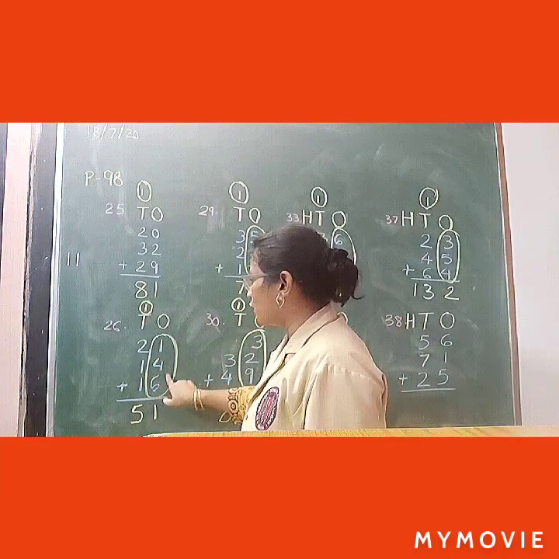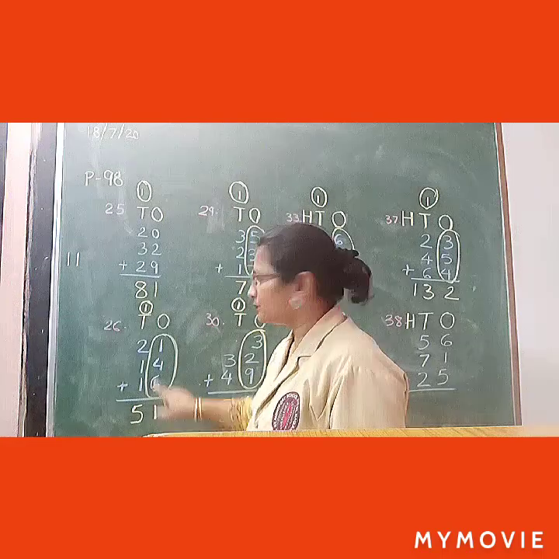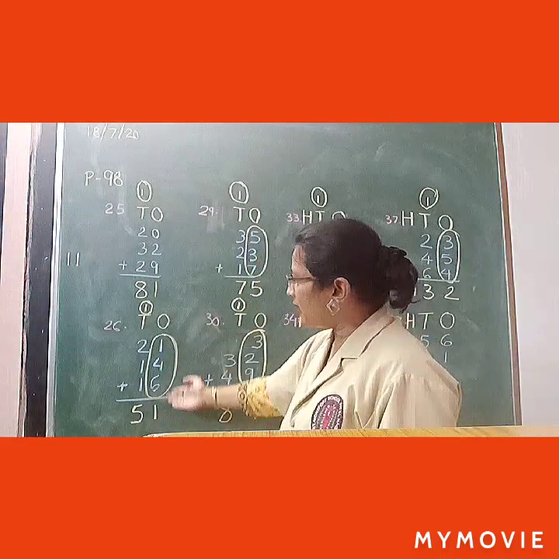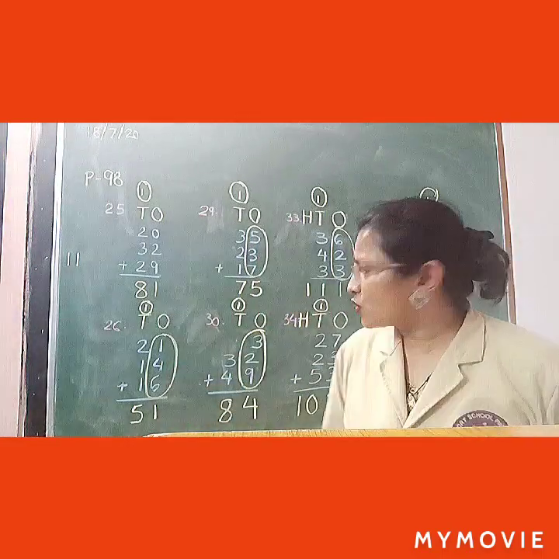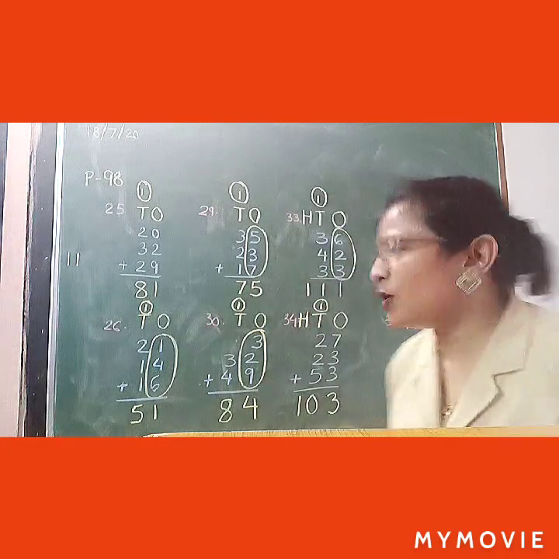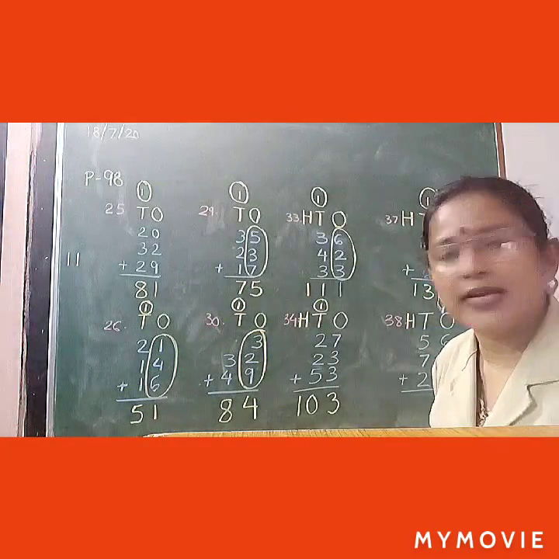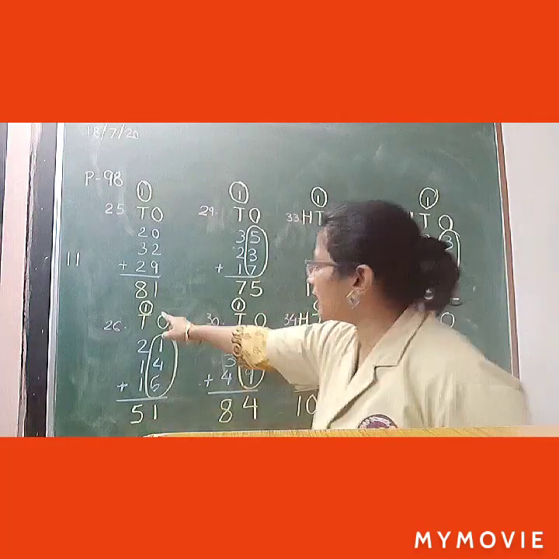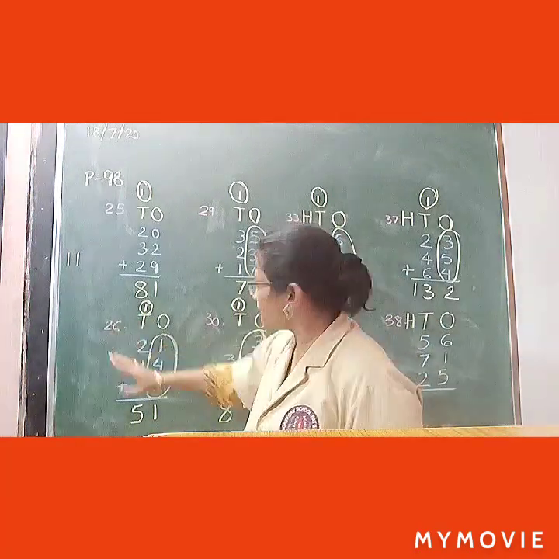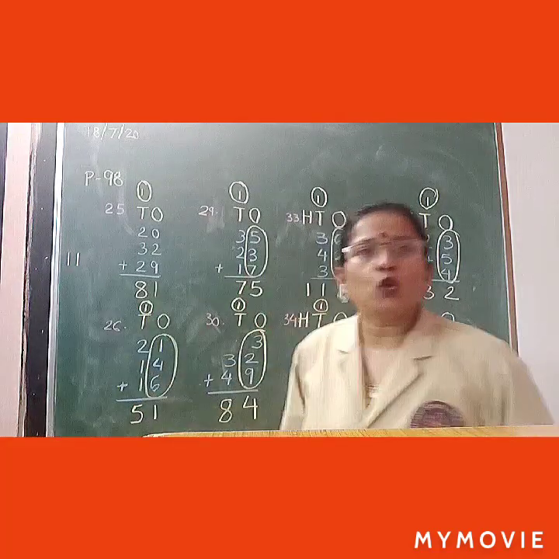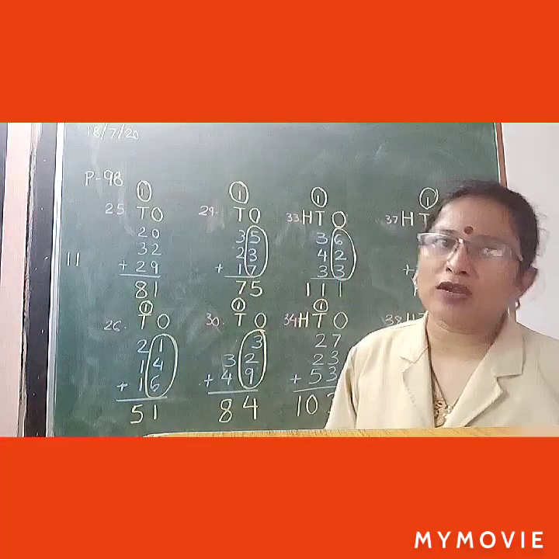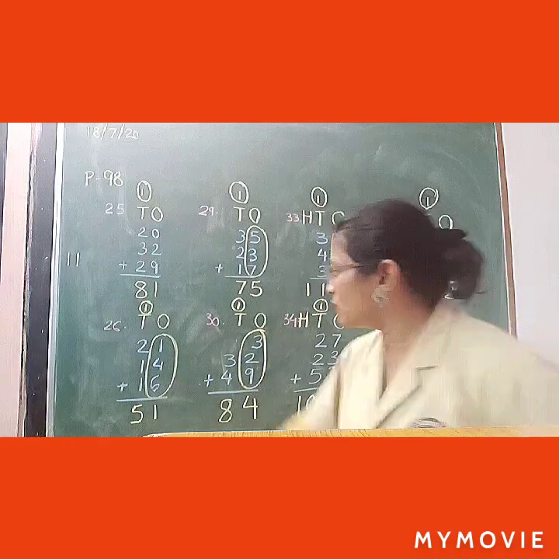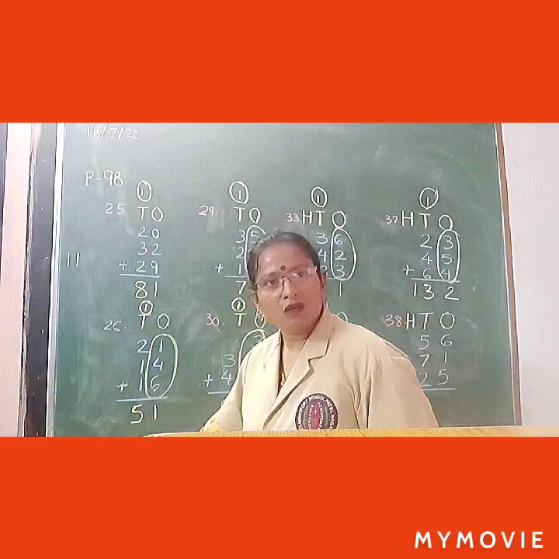21 plus 14 plus 16. What will we do? We will add the digits which are in the ones column. 1 plus 4 plus 6. Then what is it? 11. So 1 we will write here and the other one we will carry here. Then again we will add 2 plus 1, 3, 3 plus 1, 4, 4 plus 1, 5. So the answer is 51.